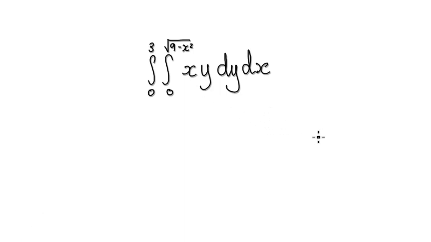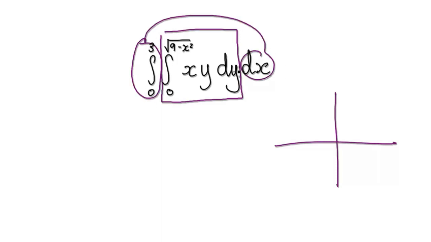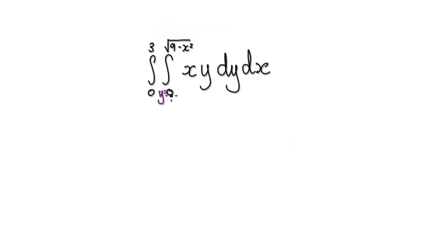Okay, so to do this, we need to understand the region in which we're integrating over. If you look at this, you've got an integral nested inside the outer integral. But then this is dy, so you know it's going to be y equals something on the inner integral. And then the outer integral, this is dx, so it's going to be x equals 0 to x equals 3.